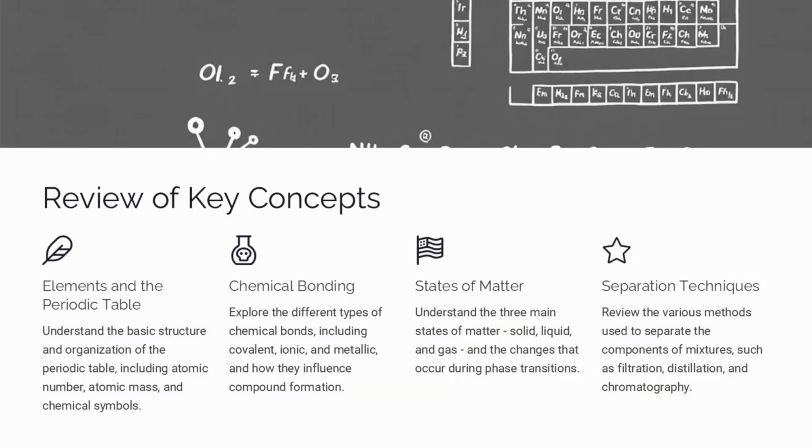The periodic table is the fundamental organizing system for the elements, providing key information like atomic number and mass. Different types of chemical bonds, like covalent and ionic, determine how atoms combine to form compounds with unique properties. Understanding the three main states of matter, solid, liquid, and gas, and how they transform is crucial for many chemical processes. Separation techniques like filtration, distillation, and chromatography allow us to isolate the components of complex mixtures. Mastering these core concepts provides a strong foundation for understanding more advanced chemistry topics.